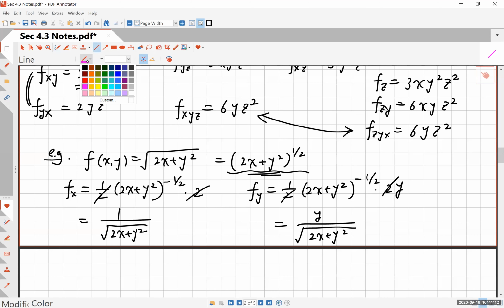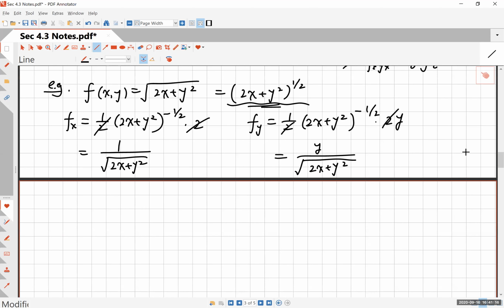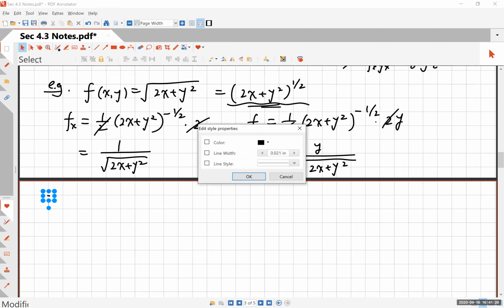Okay, so these are not hard, but remember how you take the derivative of a radical function. You will be doing this many times throughout this chapter, so you should be familiar with this. One final thought is the interpretation.